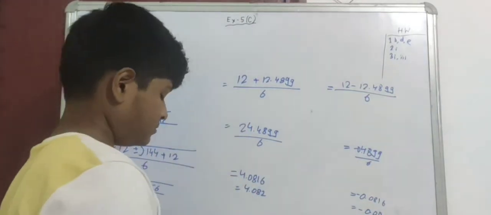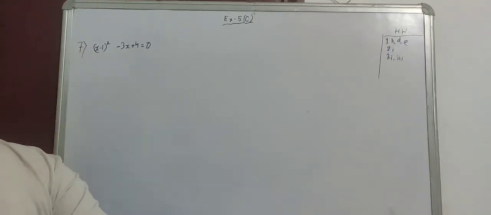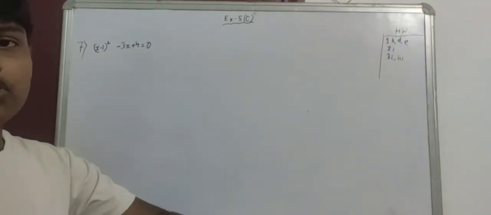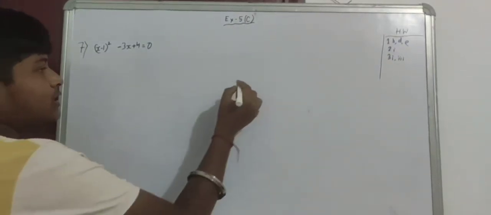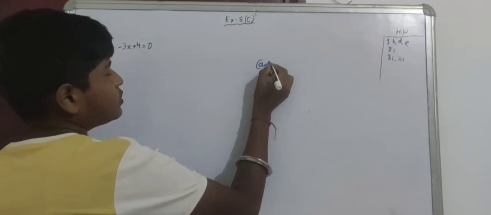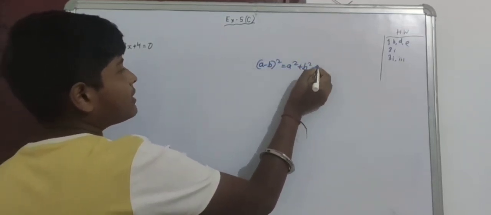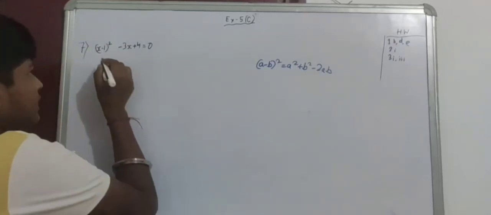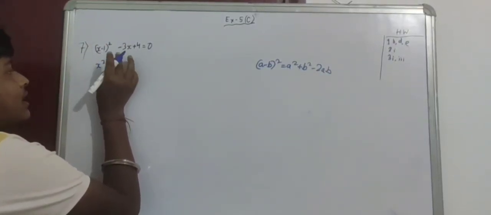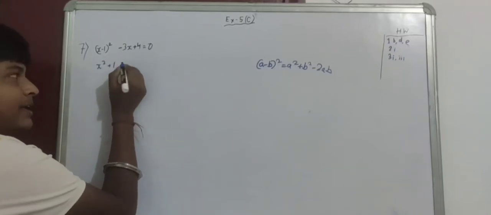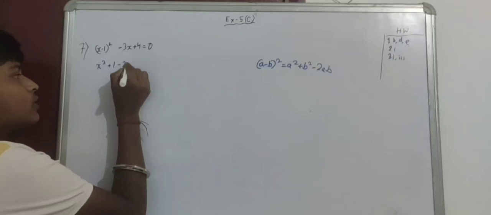Question 7. Here you may get confused by seeing this, but let's simplify this first, then we will solve further. So (x minus 1) whole square, by using the identity (a minus b) whole square is equal to a square plus b square minus 2ab. So here a square is x square, b square is 1 square, that is 1 only, minus 2 into ab. So 2 into ab is 2x.